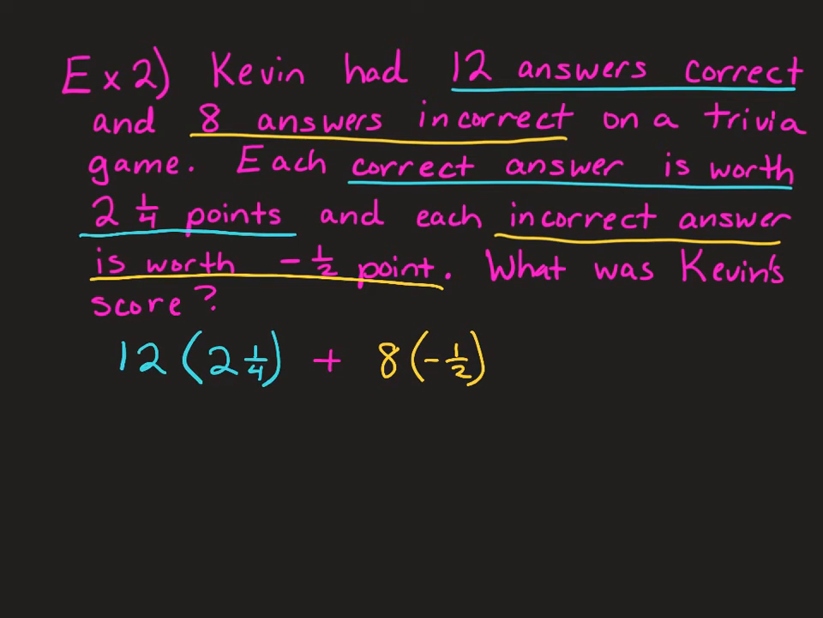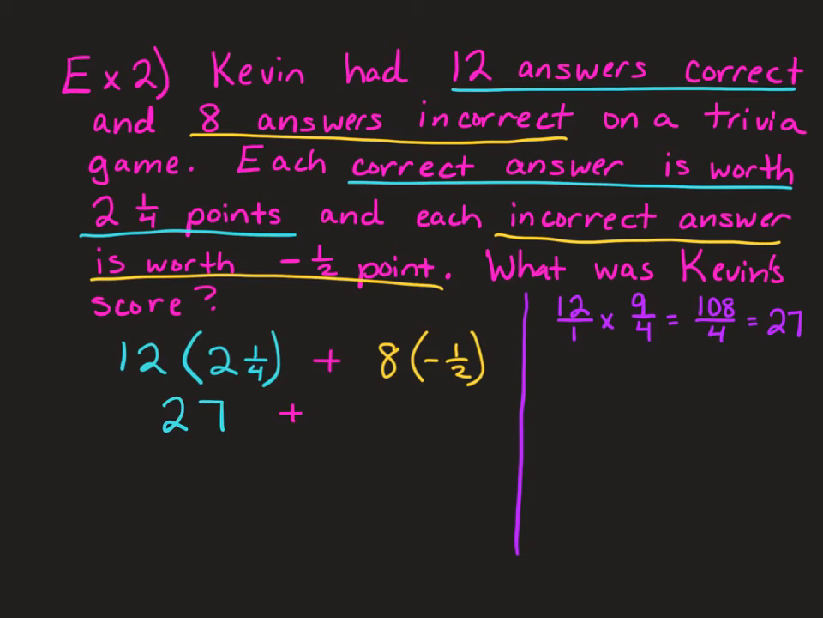I'm going to go over here to the side because I'm dealing with some multiplying fractions. I have 12, which we could rewrite as 12/1, times 2.25, which we could rewrite as 9/4, and multiply. I get 108/4, which is 27. So 12 times 2 1/4 is 27.